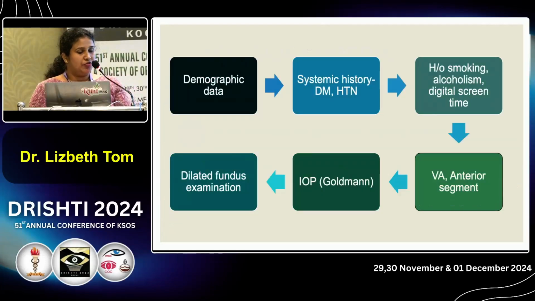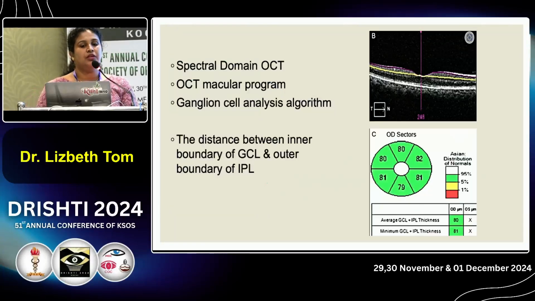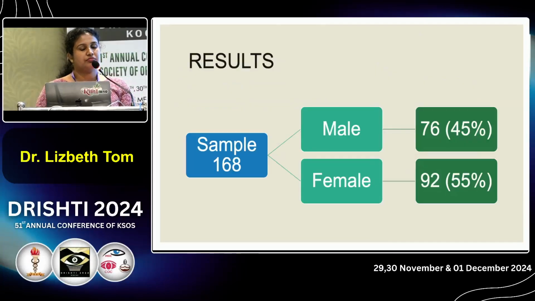After obtaining informed consent, demographic data was taken, then systemic history including diabetes, hypertension, history of smoking, alcoholism, and digital screen time was taken, then vision and anterior segment were assessed, and IOP was measured using Goldmann applanation tonometry, and the pupil was dilated and the fundus evaluated. OCT macula was taken using a spectral domain OCT and using the ganglion cell analysis algorithm. The distance between the inner border of the GCL and the outer border of the IPL was taken.